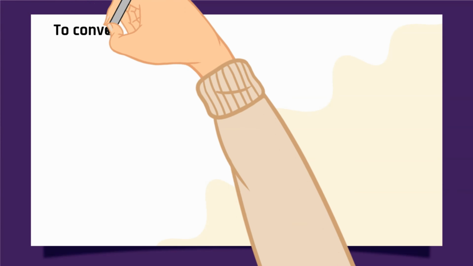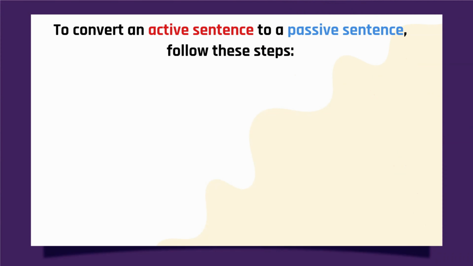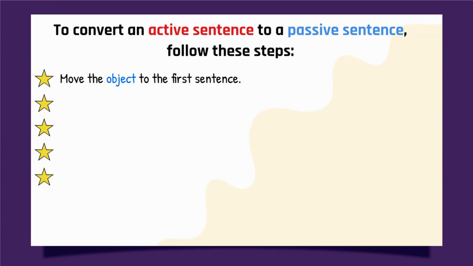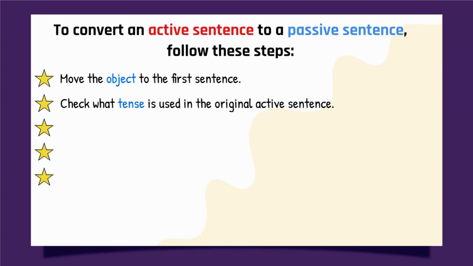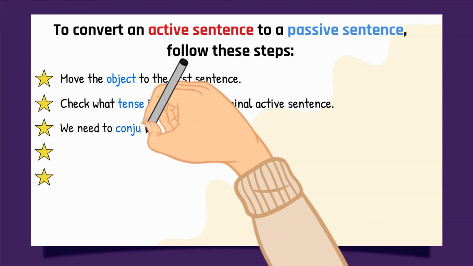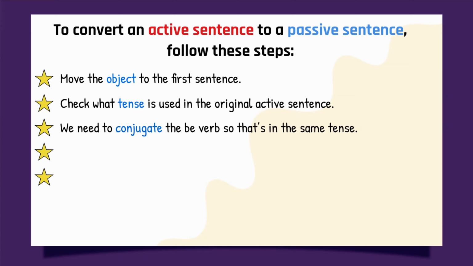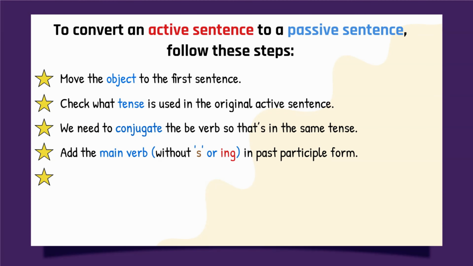To convert an active sentence to a passive sentence, follow these steps. One. Move the object to the first position in the sentence. Two. Check what tense is used in the original active sentence. Three. We need to conjugate the be verb so that it's in the same tense. Four. Add the main verb, without s or ing, in past participle form.